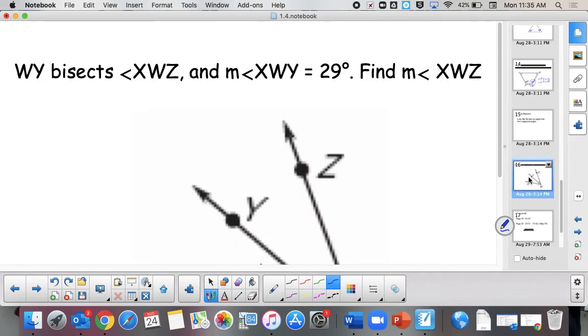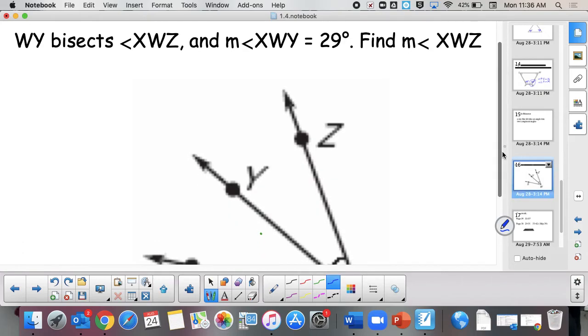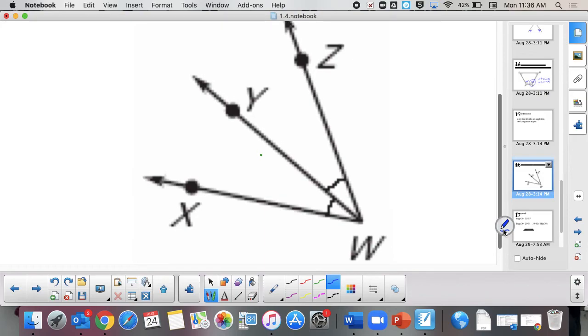In example 5, it says, in the diagram, ray WY bisects angle XWZ. So this ray cuts my angle into two equal pieces. This piece here and this piece here has to be the same. It says angle XWY is 29 degrees. So if this angle is 29 degrees, that means this angle is 29 degrees.